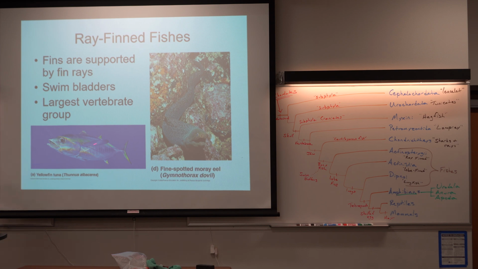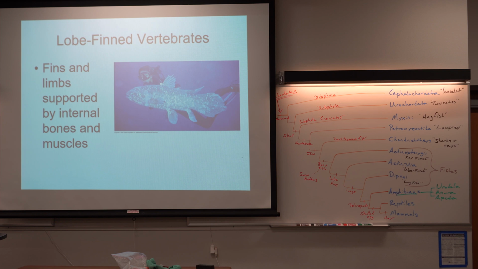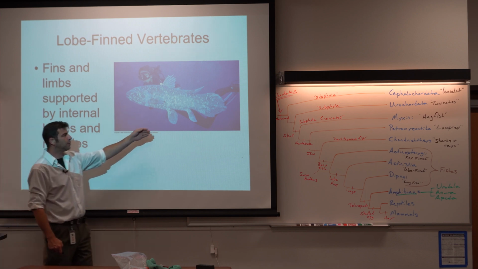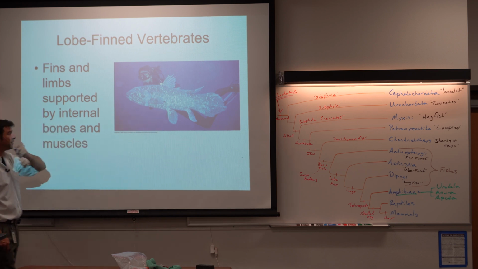All right, so ray-finned fishes just have little rays of cartilage in their pectoral fins for support. We're going to see that lobe-finned fishes take it a step further and support their pectoral and pelvic fins with muscles and bones. So if you could give this thing a handshake, you'd feel bones and muscles in those pads. This coelacanth, even though it has lobed fins, doesn't yet have a lung.